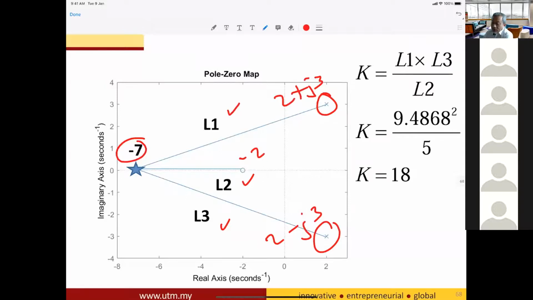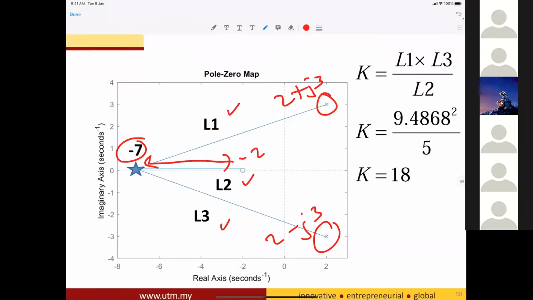So what is the length for L2? Directly from here, the length will be 5. Am I right? Am I right, Safwan? The length.